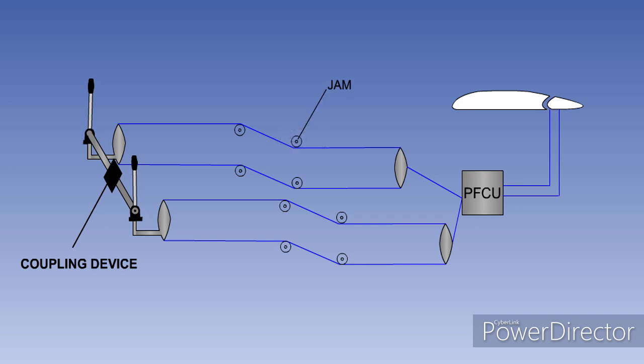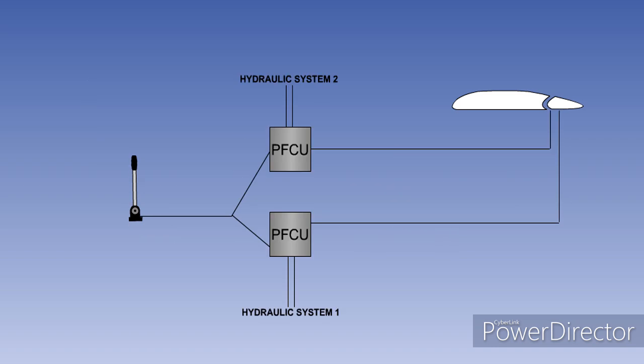In the event of a jam in either system, the coupling device can be opened either by pulling a handle in the cockpit or by applying excessive force to the controls. This will allow the pilot with the free control run to operate the flying control. Having more than one actuator, each of which is powered by a different hydraulic system, will allow the flight controls to be operated in the event of hydraulic failure.